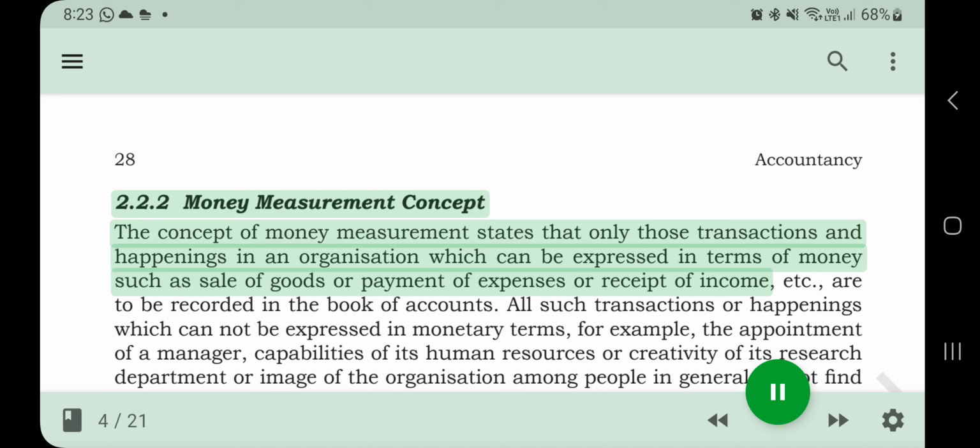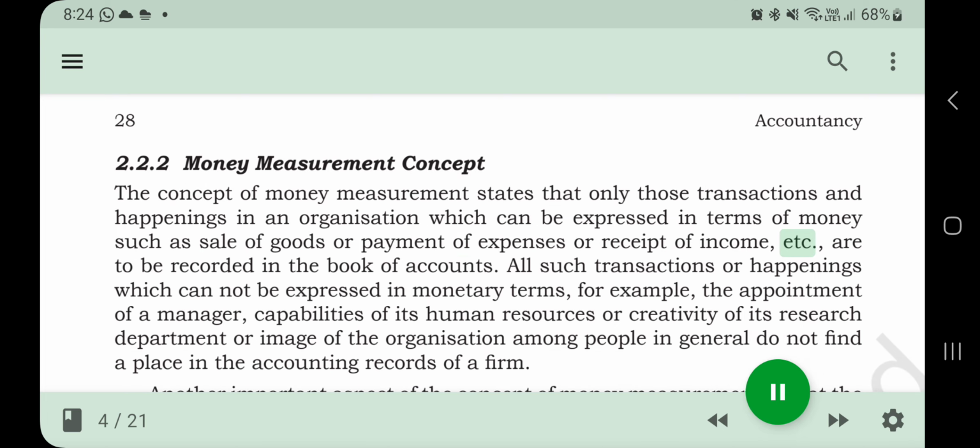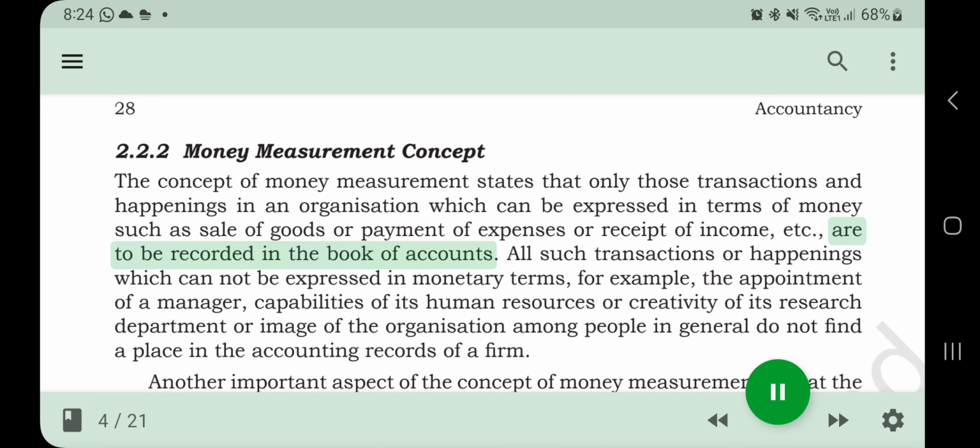2.2.2 Money measurement concept. The concept of money measurement states that only those transactions and happenings in an organization which can be expressed in terms of money, such as sale of goods or payment of expenses or receipt of income, etc., are to be recorded in the book of accounts.